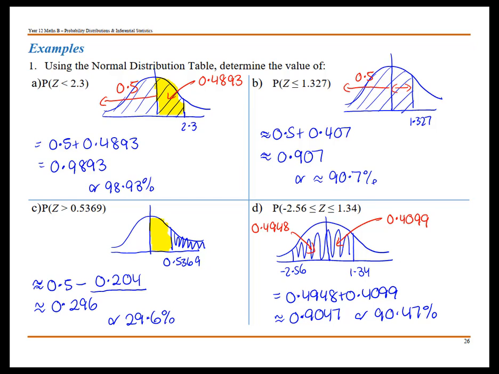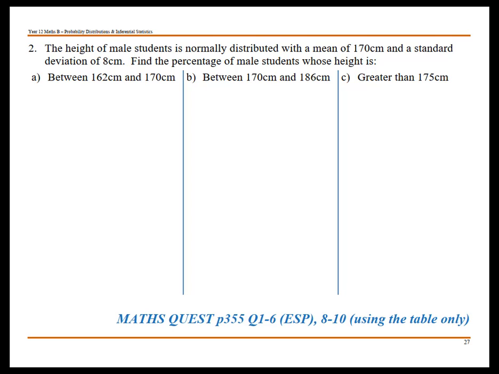move on to our next one. Now we have an application problem. The height of male students is normally distributed with a mean of 170 centimetres and a standard deviation of 8 centimetres. Find the percentage of male students whose height is between 168 and 170 centimetres. So what we need to do is work out what our standard scores are. We're only using our normal distribution tables here, by the way. So our Z-score was x minus the mean over the standard deviation.